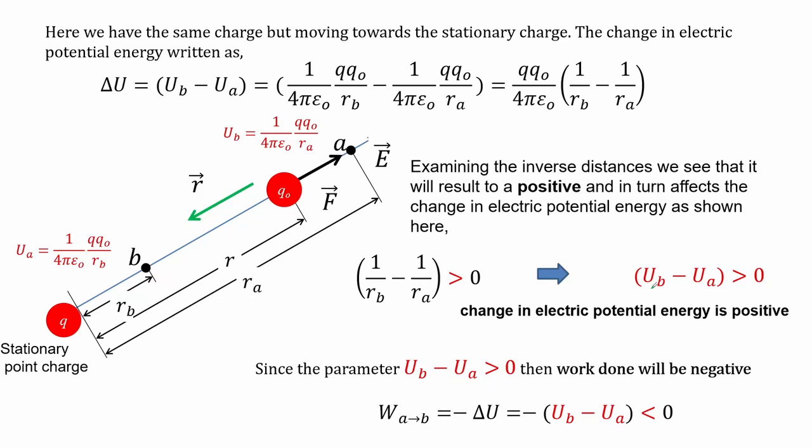Here we have the same charge but moving towards the stationary charge. The change in electric potential energy is as shown here. Examining the inverse distances, we see that it will result in a positive and in turn affects the change in electric potential energy as shown here. The change in electric potential energy is positive. Since the sign of the change in potential energy is positive, then the work done will be less than 0, or negative, as shown here.